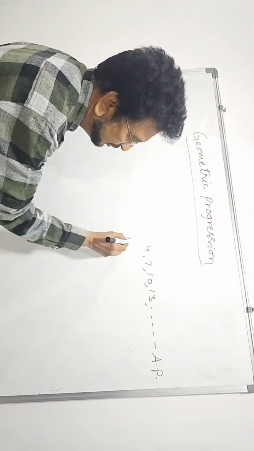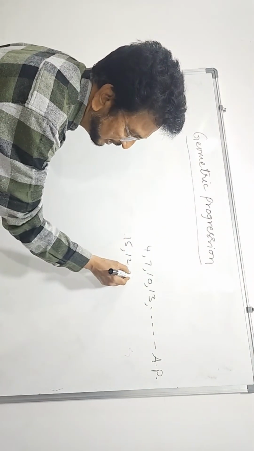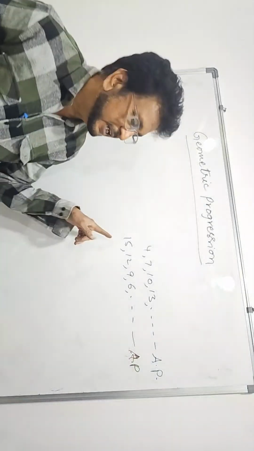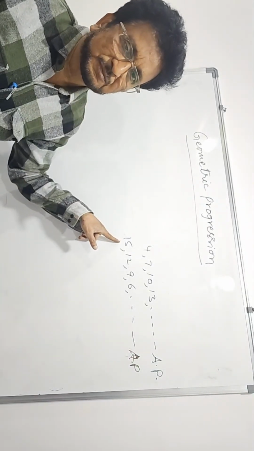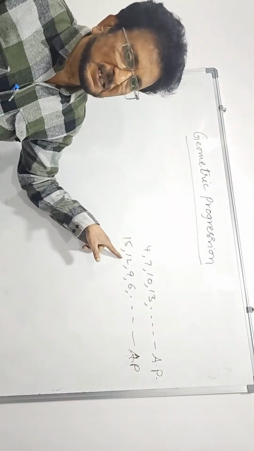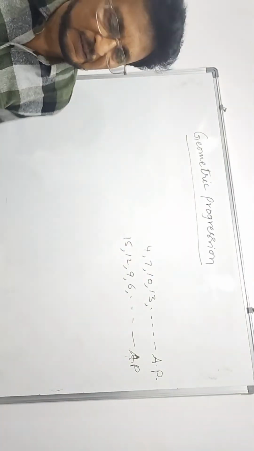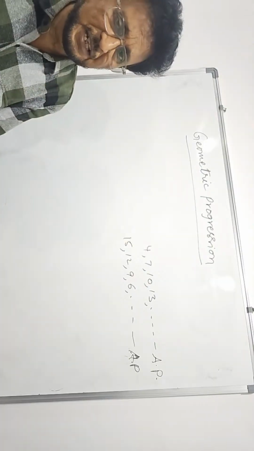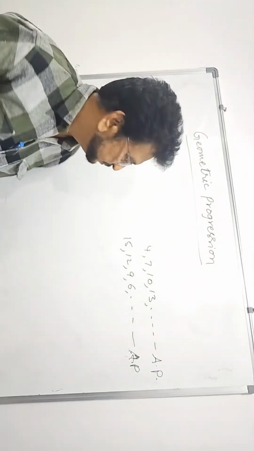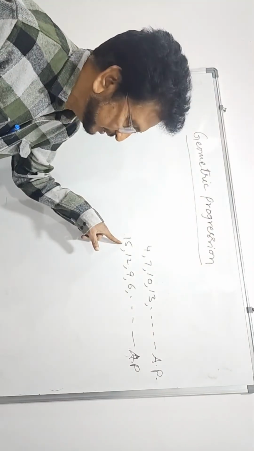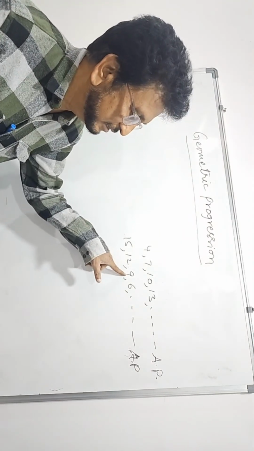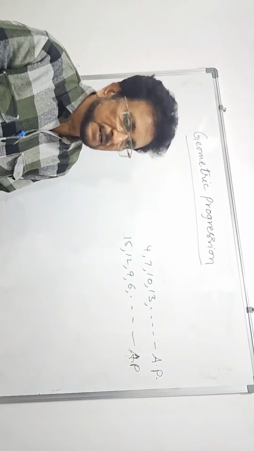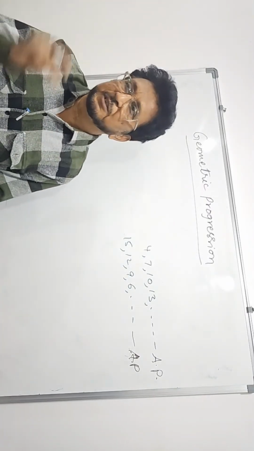Or subtract also: 15 minus 3 is 12, 12 minus 3 is 9, 9 minus 3 is 6. This is also an AP. Here we are adding minus 3 to each term. Adding minus 3 and subtracting 3 both have the same meaning. By adding or subtracting a fixed number to each term, we get the next term.